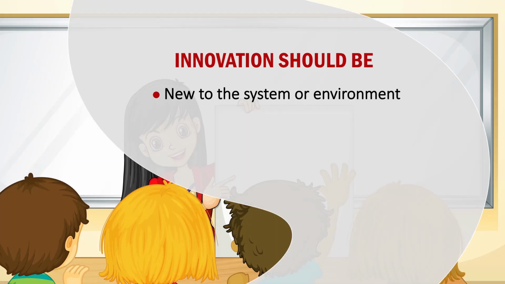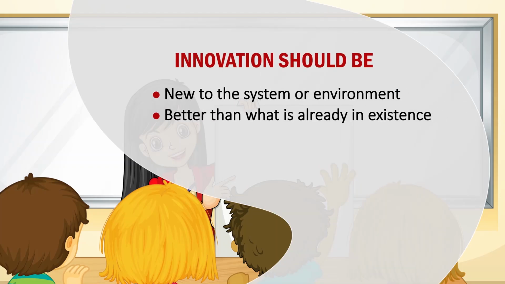So what should innovation be? The first condition is that innovation should be new to the system or environment. It should be better than what is already in existence. If an innovation is not better or it is just a repetition of what is already in existence somewhere, then it is not innovation. Sometimes an innovation may have taken place somewhere else, but if you are introducing it for the first time in your system, in your environment, then for your system, for your environment, it is an innovation. For others, it may not be.